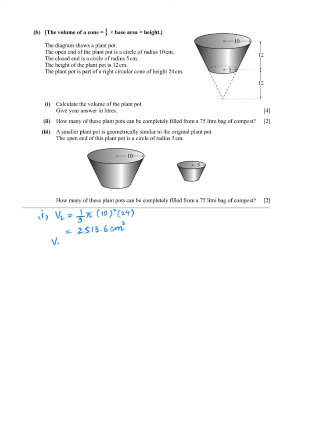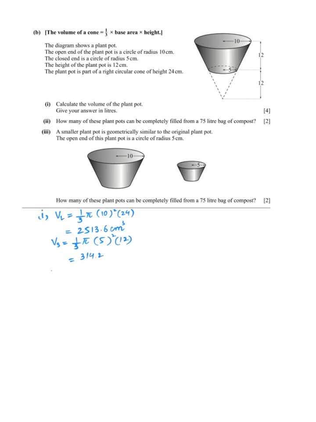Now we need to find out the volume of the smaller cone. The working formula is the same, 1 upon 3 pi radius square times height. What is the value of radius for the smaller cone? We have it's 5 and the height it's 12. So you need to simplify it, and that is equal to 314.2.